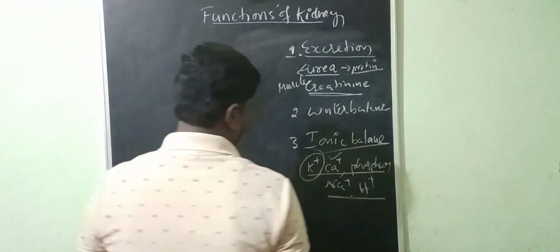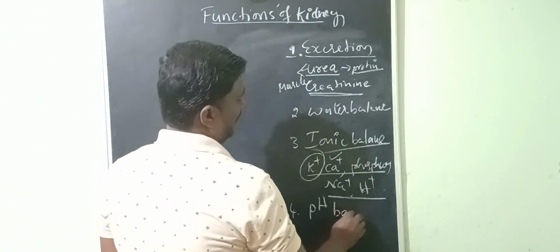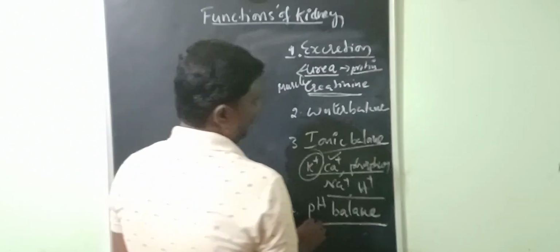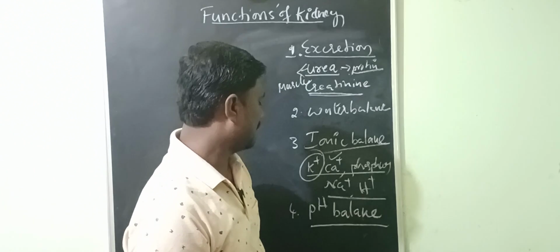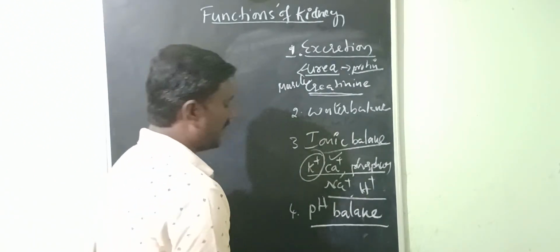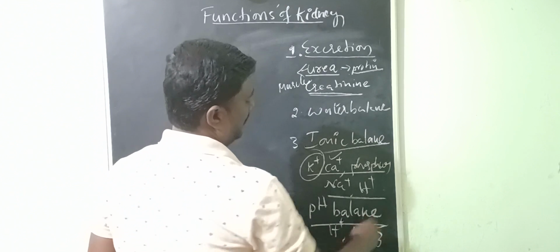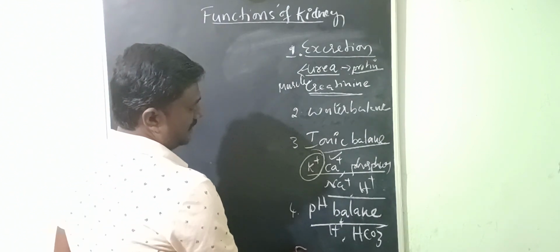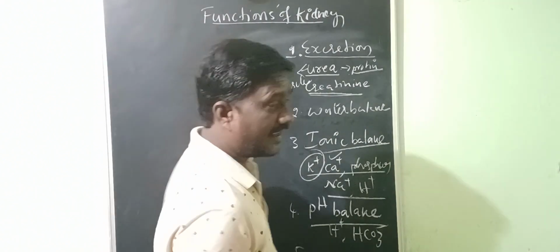The next one is pH balance. The kidney also maintains the proper pH balance in our body. It excretes the hydrogen ions and conserves the bicarbonate ions.